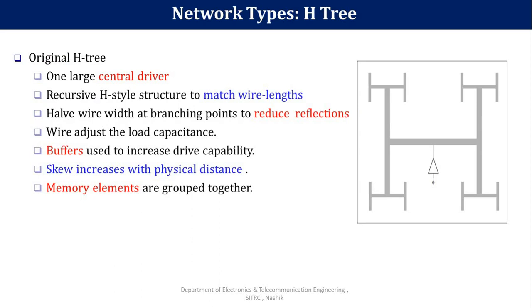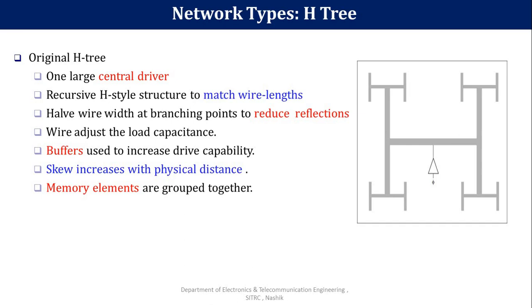Now the first type is the S-tree. The right hand side figure shows the S-tree network, which looks like an S-tree shape, where at the center the clock driver or clock pad, or you can say the clock oscillator, generates the clock and it is distributed to every edge. Here one large central driver is included, and a recursive S-style structure matches the wire length. The wire length should be made equal, so that the delay introduced at every edge is equal or even. Here half wire length at the branching point reduces the reflections.